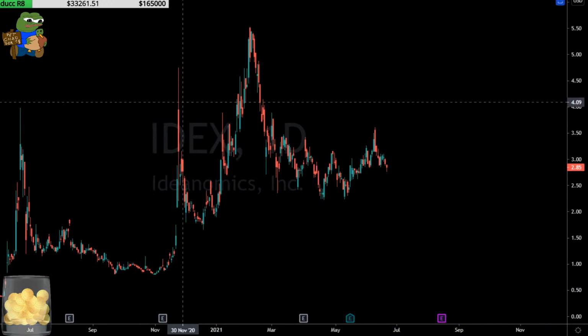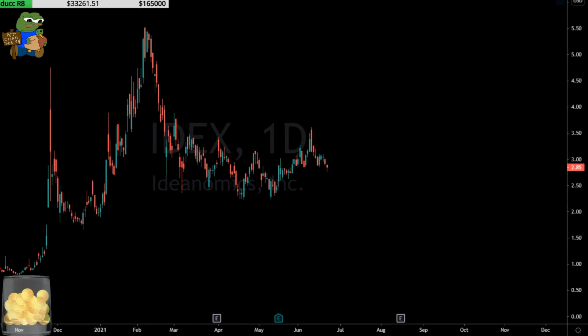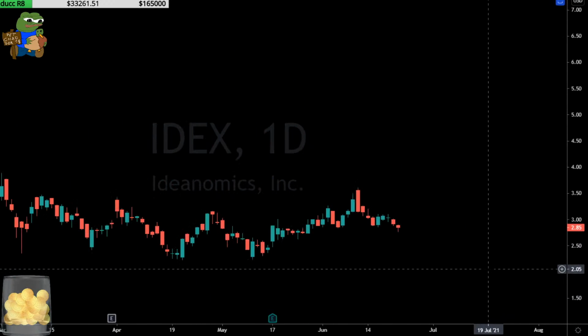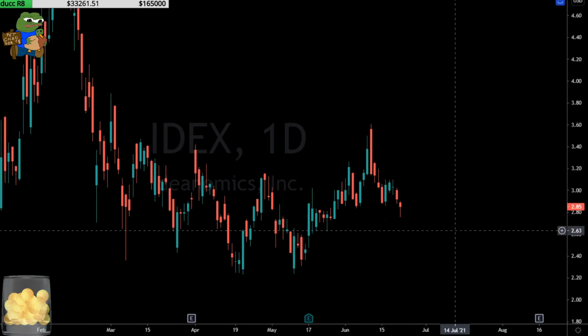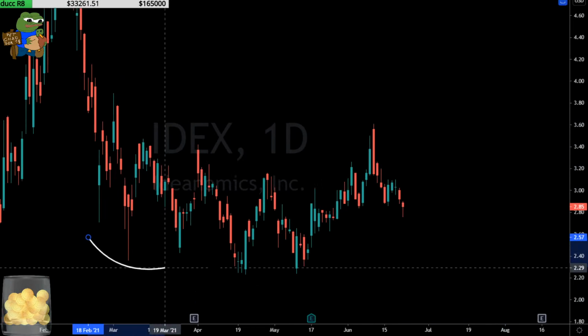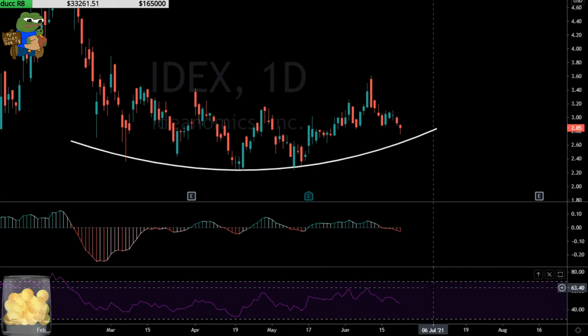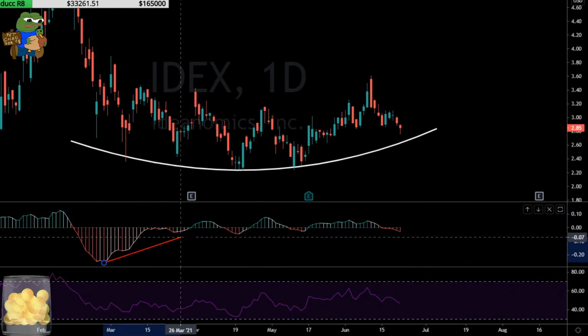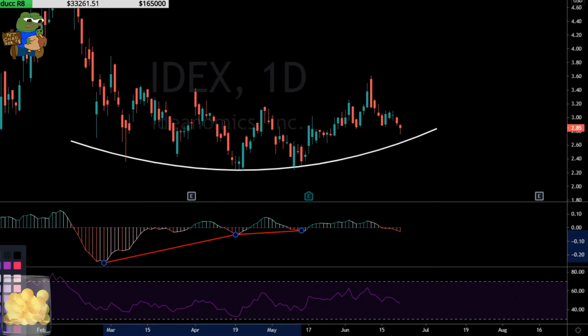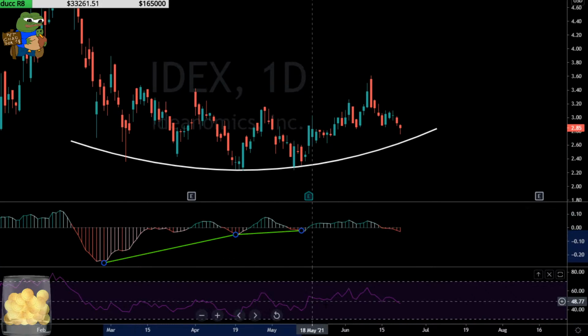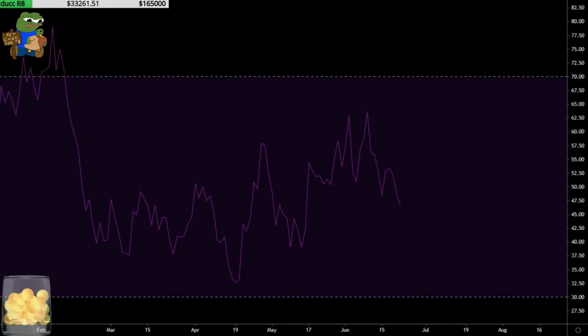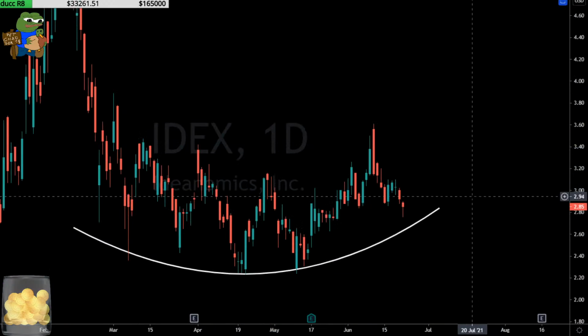Next we have IDEX. This one is just hanging out at entry. I think we've talked about this. Maybe we're on a different time frame. Anyways, guys, just look at this rounded price action changing in structure. We had a really nice 3x bullish divergence on the MACD. You also had your tail end RSI bullish divergence on the daily. And even the weekly looks really good.